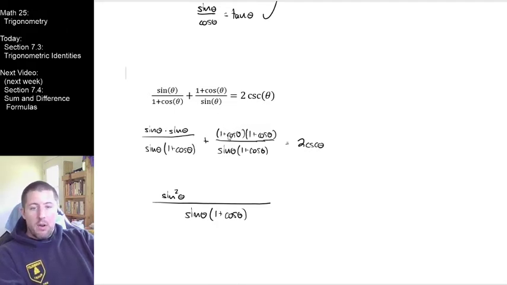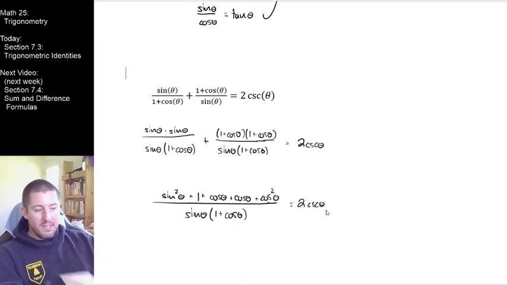I'm going to FOIL out my product of two binomials here. So FOIL says first is 1 times 1. That's 1. Outer says 1 times cosine. That's cosine of theta. Inner says cosine times 1. That's also a cosine of theta. Last says cosine times cosine. That's cosine squared theta. Allegedly, this is equal to 2 cosecant theta. Still don't see it.